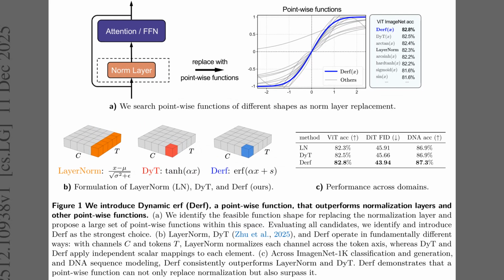So after that overview, Figure 1 lays out the core idea visually. The top left cartoon shows a standard transformer block where the norm layer is swapped for a pointwise function, meaning each value is remapped independently. The top right panel plots many such functions and highlights dynamic ERF as a smooth S-shaped curve. Along the bottom, the diagrams contrast how layer norm, dynamic tanh, and dynamic ERF act on channels and tokens, and the table reports that dynamic ERF gives the best vision, diffusion, and DNA modeling scores.